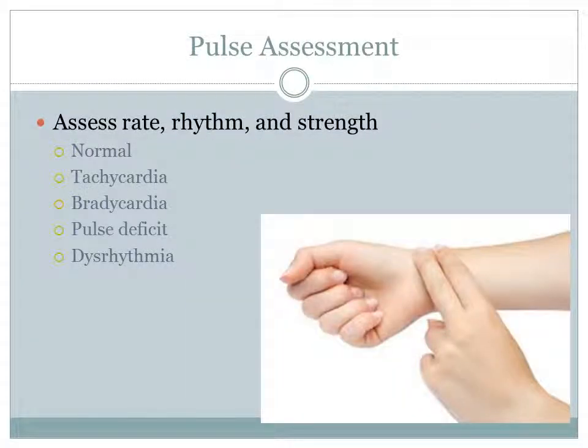When you're assessing the pulse, you need to know that normal is 60 to 100 beats per minute. Tachycardia is anything over 100 beats per minute. Bradycardia is anything below 60 beats per minute. A pulse deficit is defined as the difference between the apical and radial rates. Dysrhythmia is an irregular rate or skipped beat.